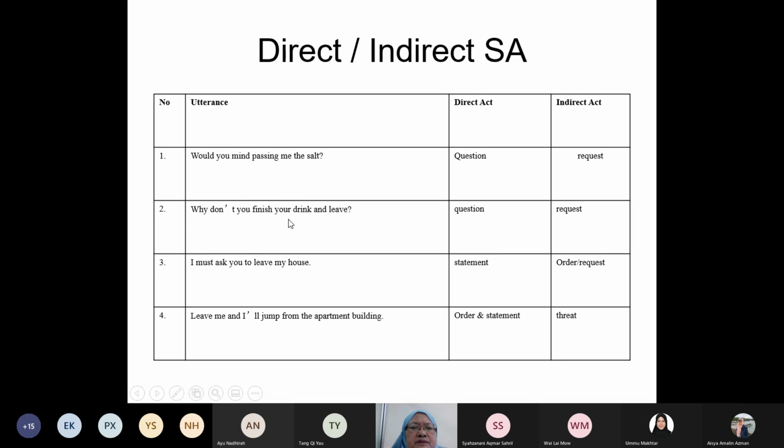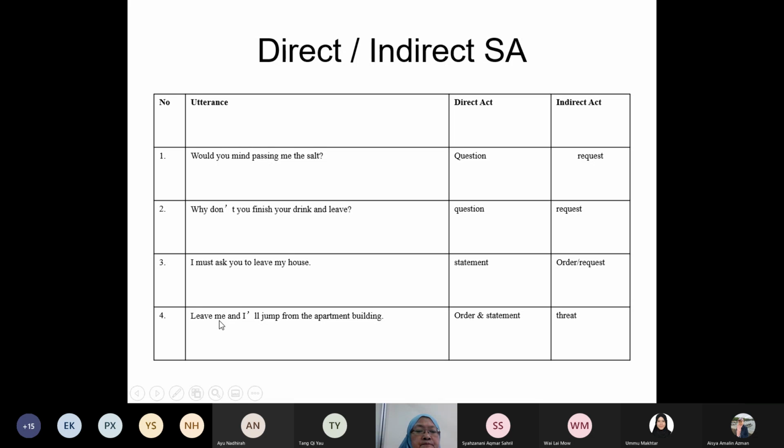Number 2, why don't you finish your drink and leave? This is also a question and this is also a request. I must ask you to leave my house. So in terms of the form of the sentence, it is a statement. You're ordering the person to leave the house, or you're requesting the person to leave the house.